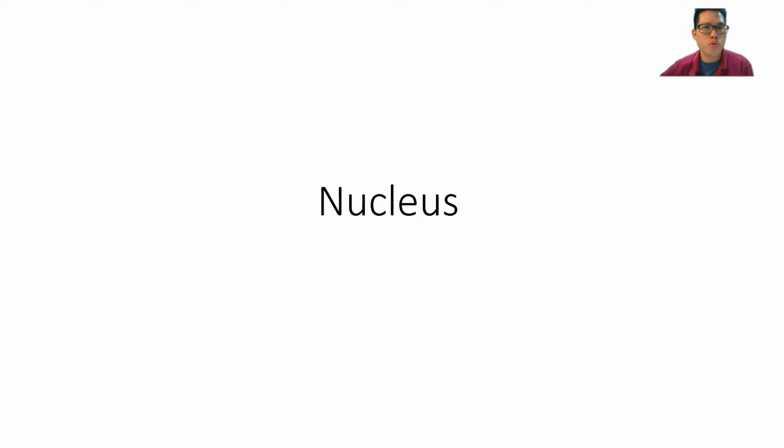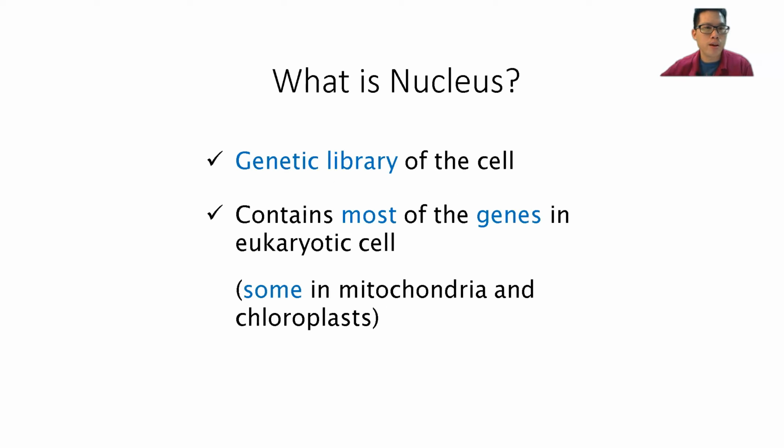Now the last section, which looks more towards the eukaryotic cell components. The first thing I want to introduce is the nucleus. The nucleus is very important for a cell because it contains the genetic library. The genetic library is basically the information to create the workers, or the proteins.